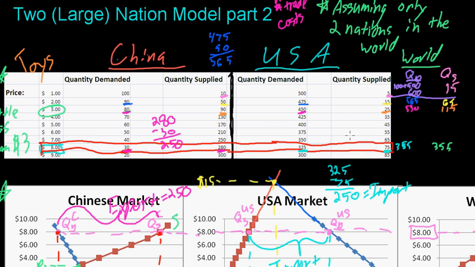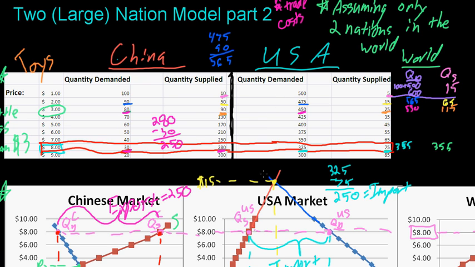So if trade has no cost whatsoever, then we're going to have one world market, because USA producers of toys can sell their toys in China, and Chinese producers can go ahead and sell their toys in the USA. And from the demand point of view, US consumers can purchase Chinese toys with no additional costs, and Chinese consumers can purchase American toys at no additional cost.